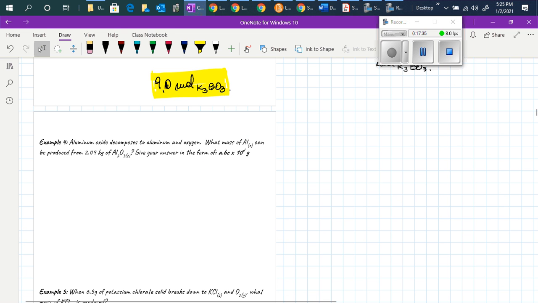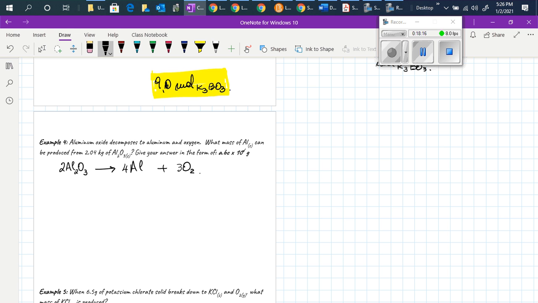So let's move now to another example. Aluminum oxide decomposes to aluminum and oxygen. What mass of aluminum solid can be produced from 2.404 kilograms of aluminum oxide? Okay, so now we'll start with a balanced chemical reaction. We dealt with this reaction even before, so I'm not staying on this reaction for a long time in order to balance it: aluminum oxide gives aluminum plus 3 oxygen.